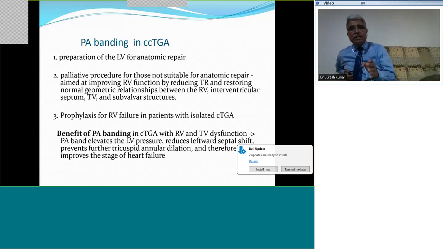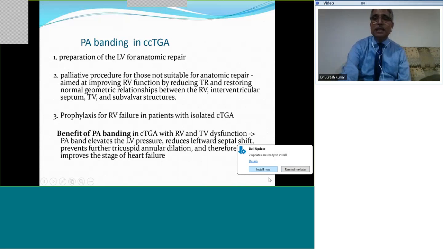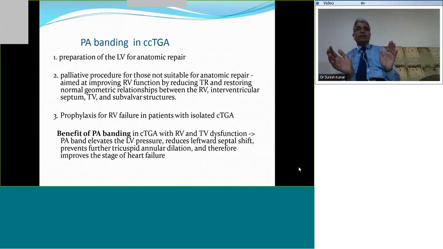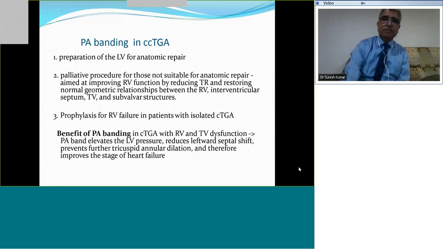In the presence of dysfunction of the right ventricle and tricuspid valve dysfunction, the pulmonary artery band is elevating the LV pressure. It is reducing the leftward septal shift and preventing further tricuspid annular dilatation, and therefore improving the stage of heart failure. I said even before going to the stage of anatomic correction, the band itself confers some benefits physiologically and clinically on the patient.